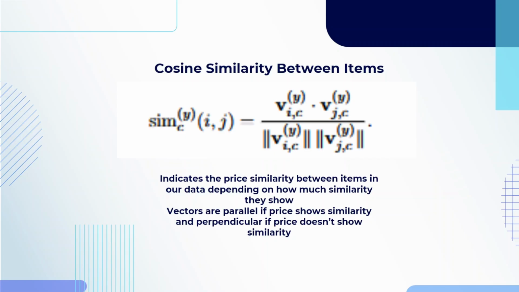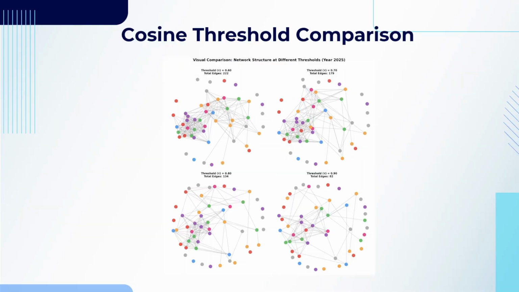We calculated the cosine similarity between the 11-month price change vectors of every single item. If the vectors point in the same direction, meaning the items rise and fall in price together, the similarity approaches 1, and the similarity approaches 0 if the vectors do not point in the same direction. In this slide, we can see a visual comparison of different thresholds, which affect our graph.